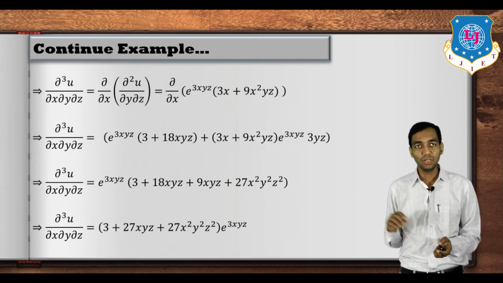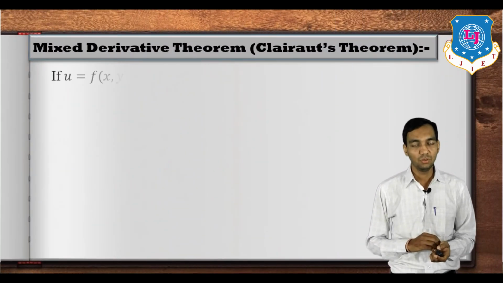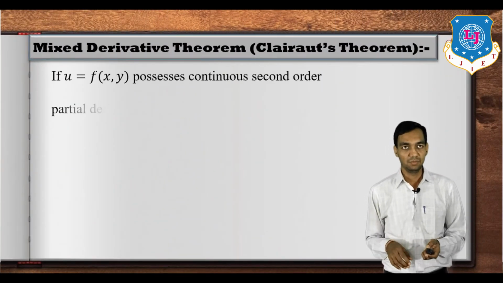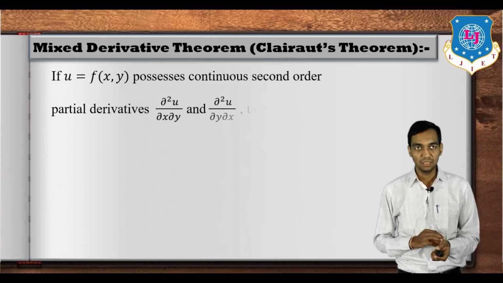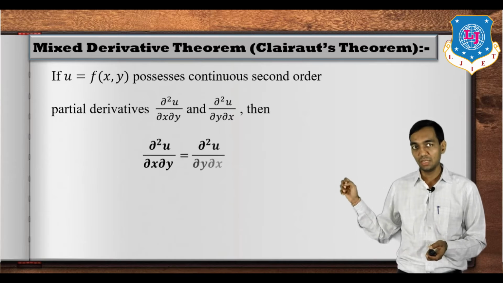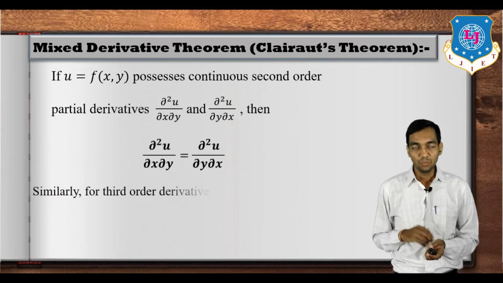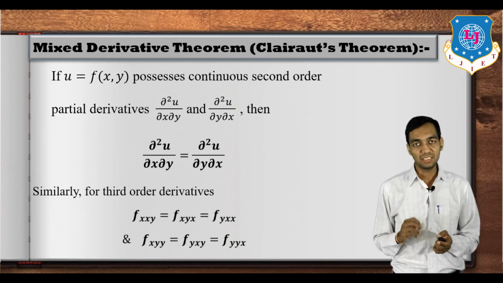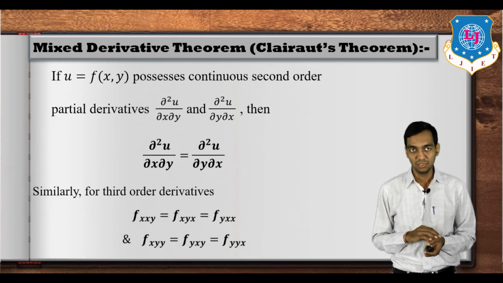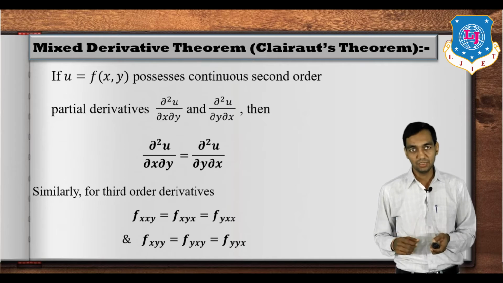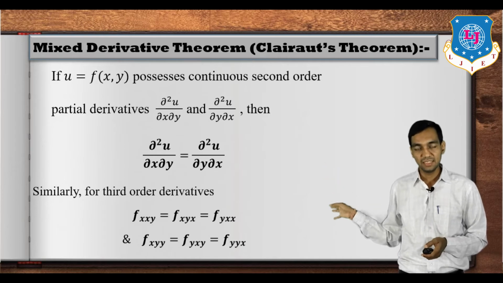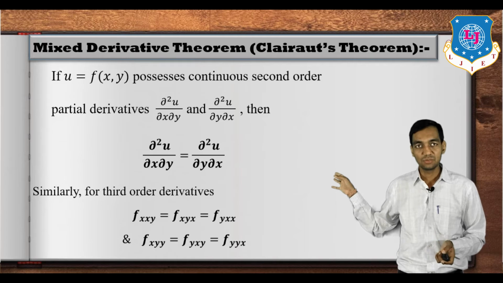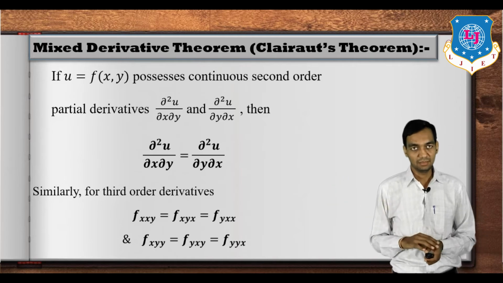Now we are going on to the mixed derivative theorem, or it is known as the Clairaut theorem. Now what is the Clairaut theorem? Suppose u is equal to f of x y possesses second order partial derivatives which are continuous. And if they are continuous, then del square u upon del x del y is the same as del square u upon del y del x.